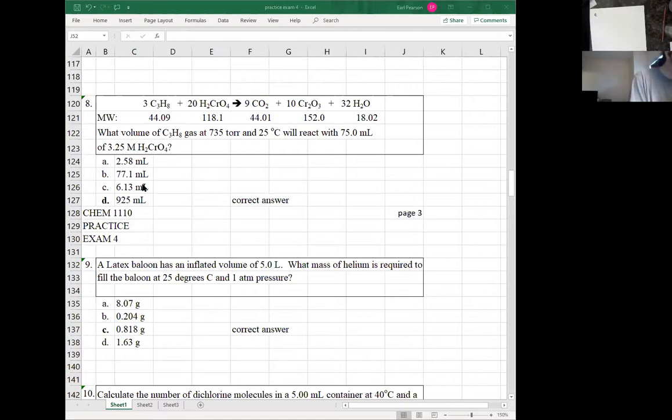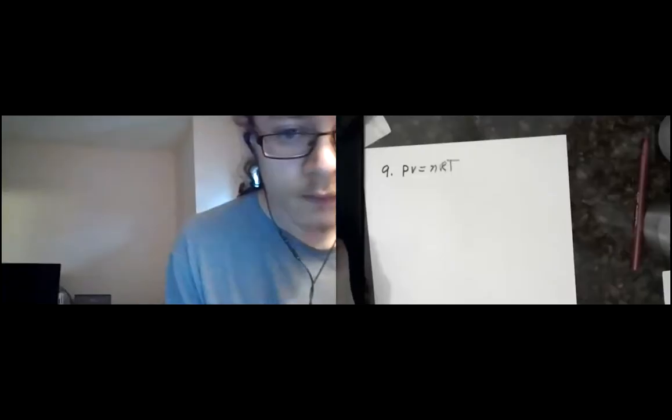Okay, so number 9 is where we are now. And we've got a balloon with an inflated volume of 5 liters. What mass of helium is required to fill the balloon at 25 degrees C and 1 atmosphere? So that's just a PV equals nRT problem. Okay, so let's stop screen share and go down and we'll work it here on the pad.